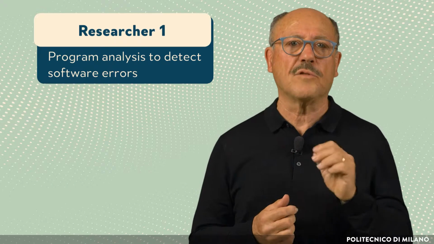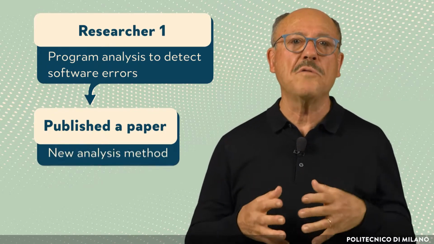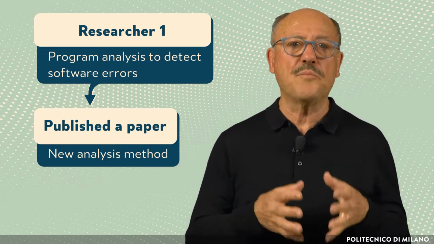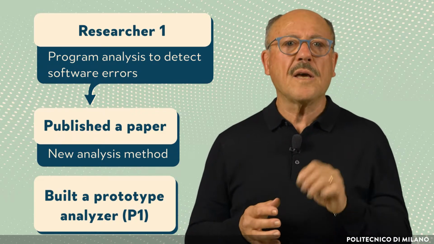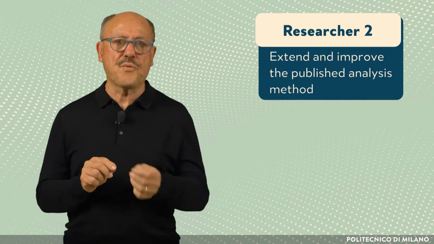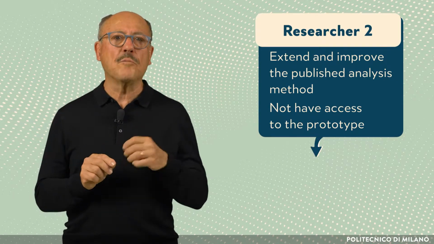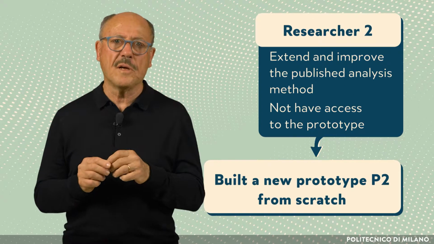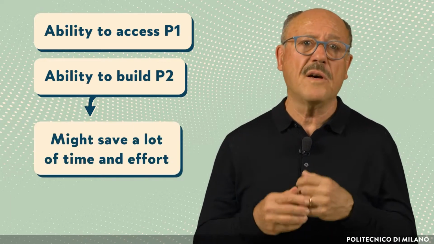For example, suppose that a researcher works on program analysis to detect software errors. He or she has published a paper that illustrates a new analysis method and has validated the approach by building a prototype analyzer, let me call it P1, using it against existing programs and showing the potential benefits. Another researcher who has an idea to extend and improve the published analysis method but does not have access to the prototype would need to build a new prototype, P2, from scratch. The ability to access P1 and build P2 starting from it might save a lot of time and effort.